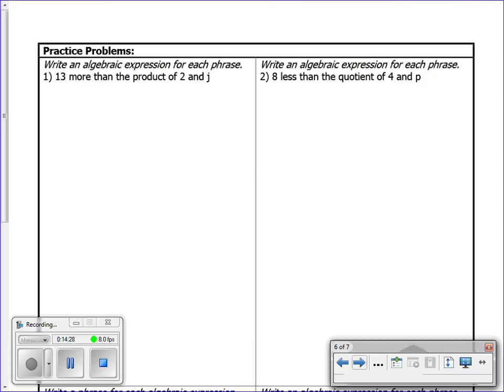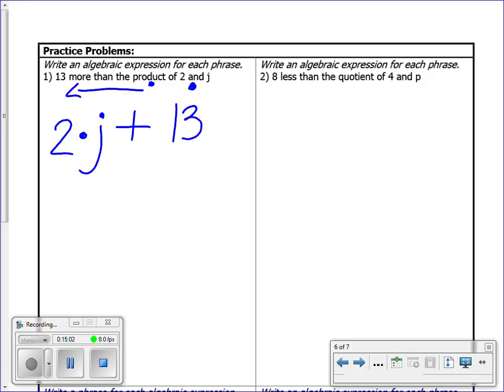Let's look at some practice problems here. Number 1 says write an algebraic expression for each phrase. 13 more than the product of 2 and J. More than is your switch word. So you start from the back and go to the front. So look at what comes after the word than. The product is multiplication of 2 and J. So again, that multiplication sign is going to go in between the 2 and the J. So 2 times J, more than means plus, and 13 comes last.